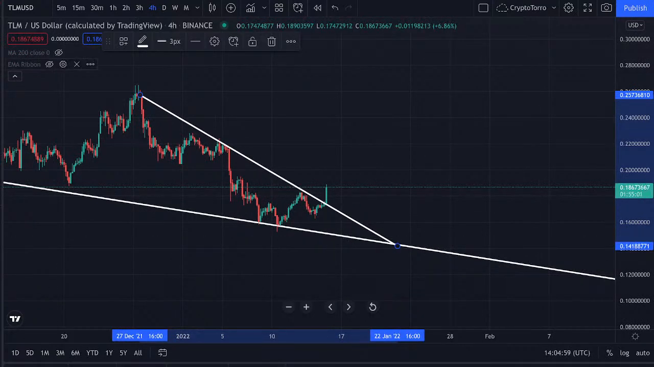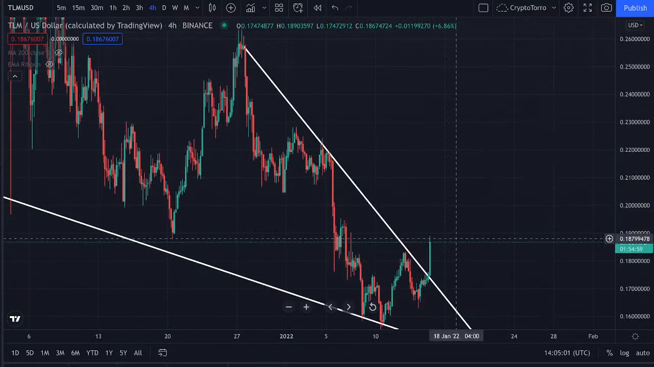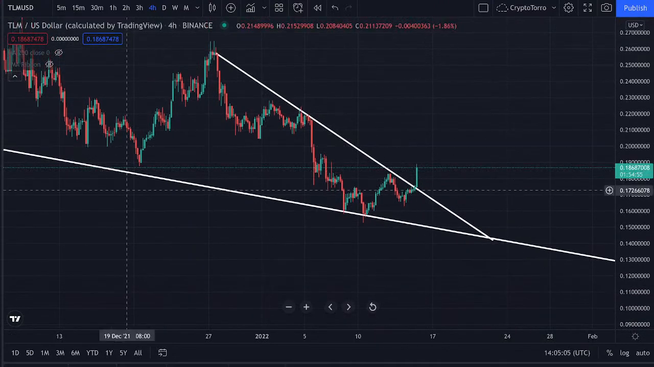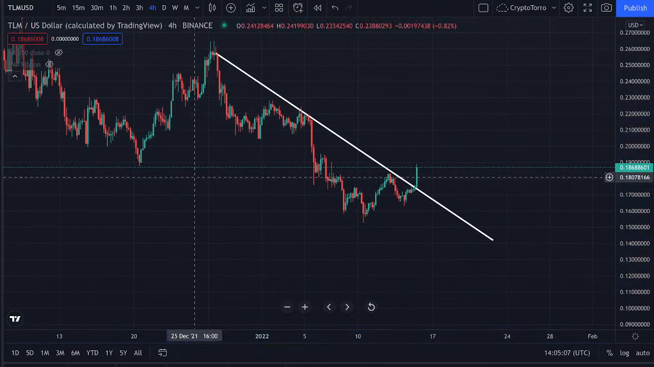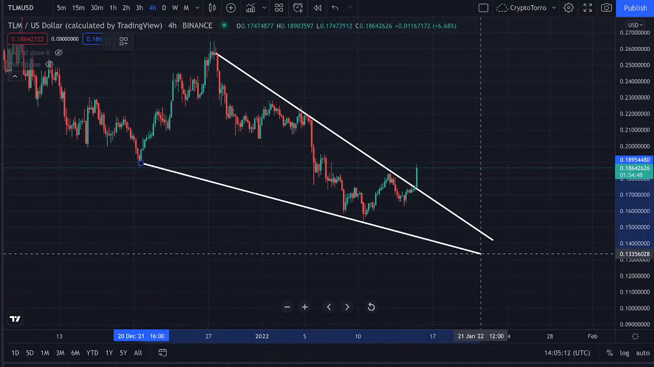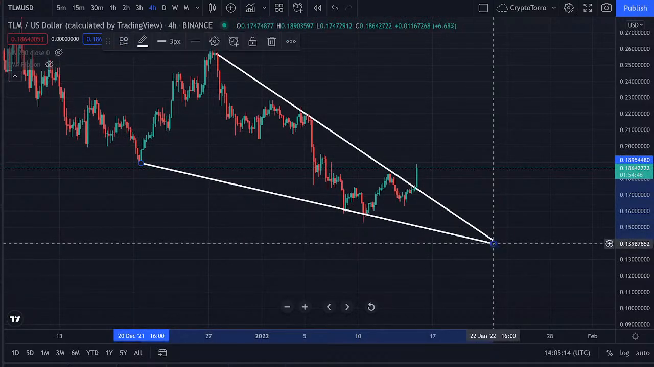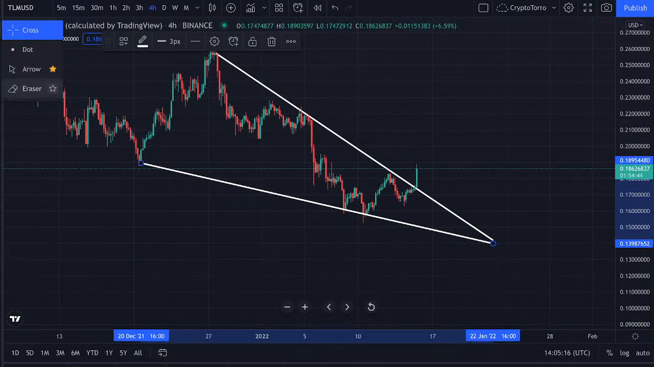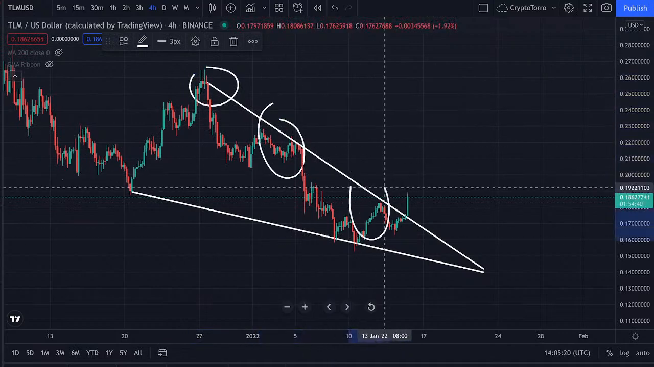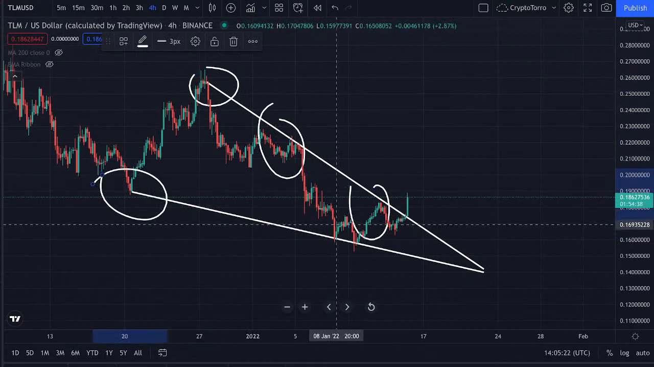So yeah, if we take a quick look at the chart more up close, you can see that we are actually seeing multiple touch points on top of this descending support, and we are as well seeing multiple touch points underneath the descending resistance. So yeah, descending resistance, multiple touch points, descending support, multiple touch points as well.